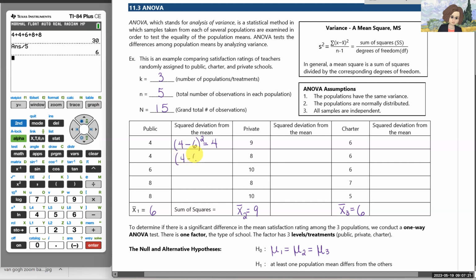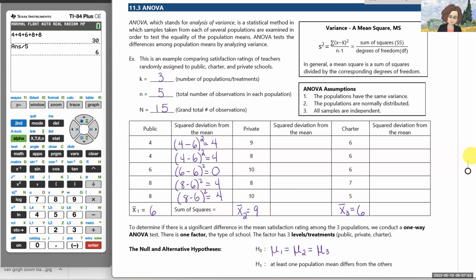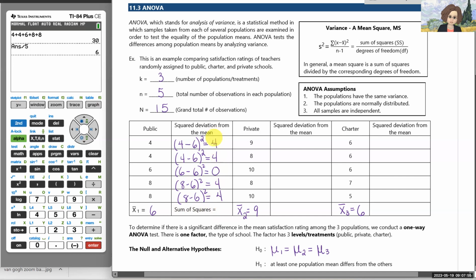All right, I'll just write down the others. The second one is the same value for that teacher, so that's still 4. And then the next teacher had a satisfaction rating of 6 compared to the group average. There is no deviation there. And then 8 minus 6 squared will again be 4. And don't worry, we're not going to have to do these calculations by hand once we get moving. This is just to give you a feel for this formula and what's happening. So the sum of the squares means add up all those values, and that will be 16.